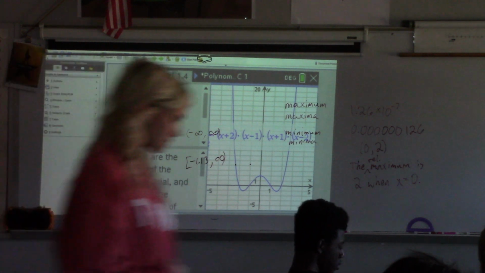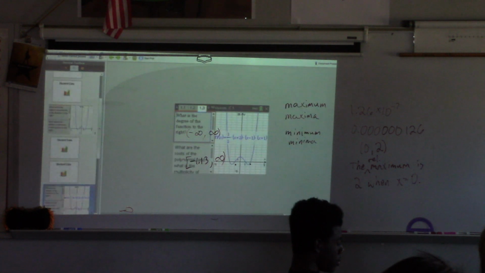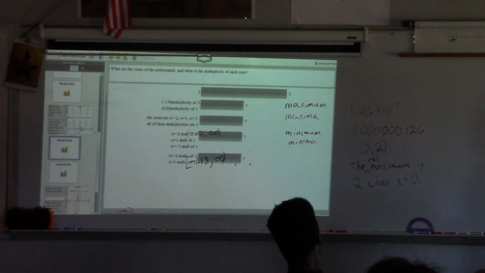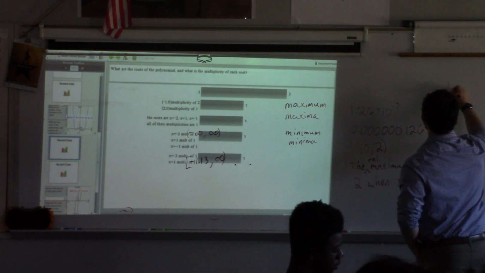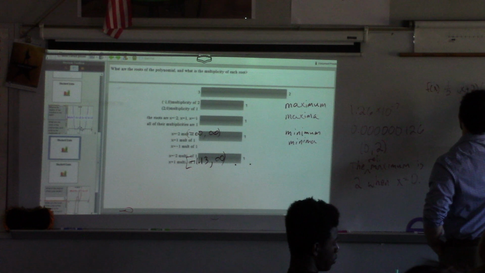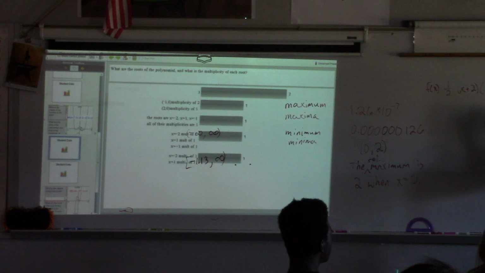Alright, so what are the roots and what is the multiplicity? I saw a lot of us setting it equal to 0, and you can totally do that, but if you look again at this equation, you can actually figure out the roots without doing any extra work. It was f of x equals 1/2 times x plus 2 times x plus 1 times x minus 1 times x minus 2. Think about your factored form. What is the root here? -2. What is the root here?